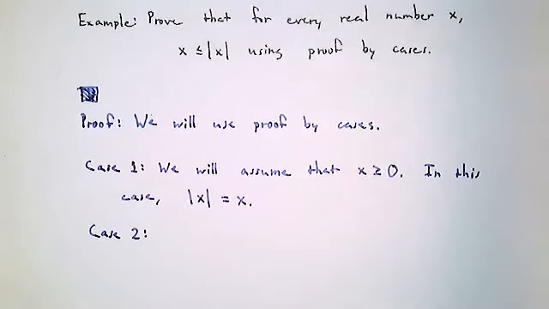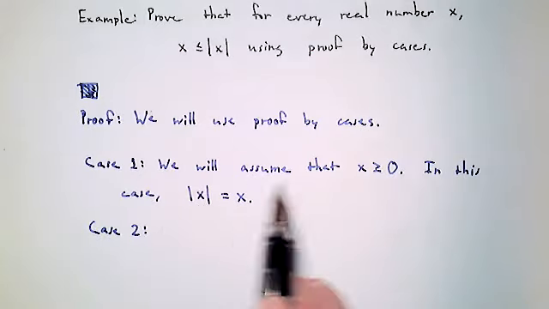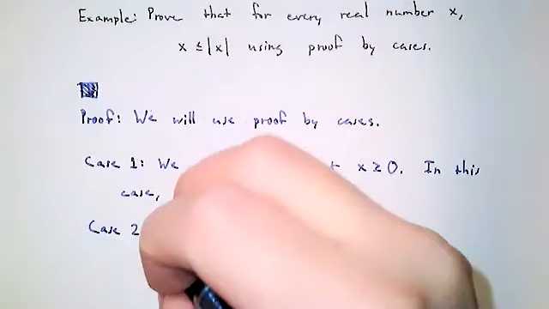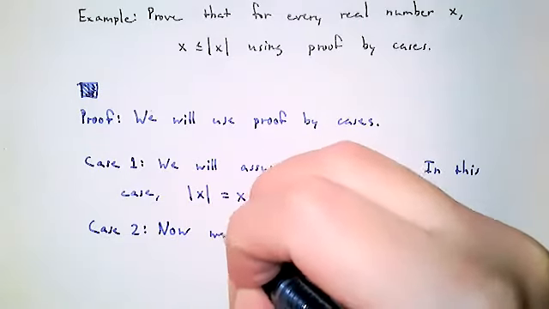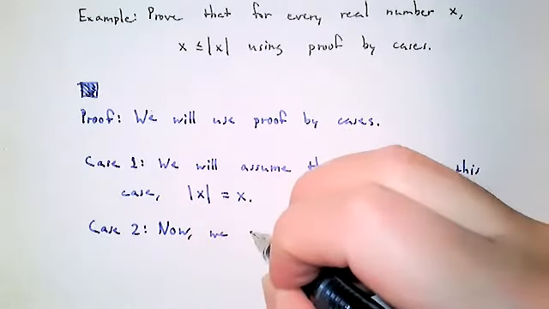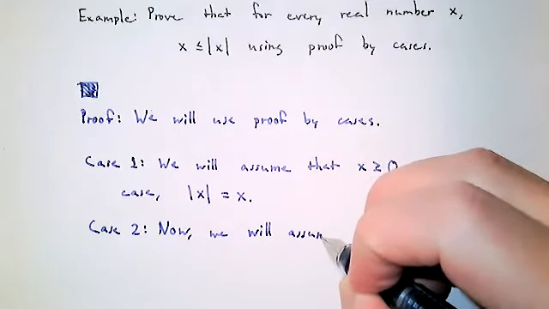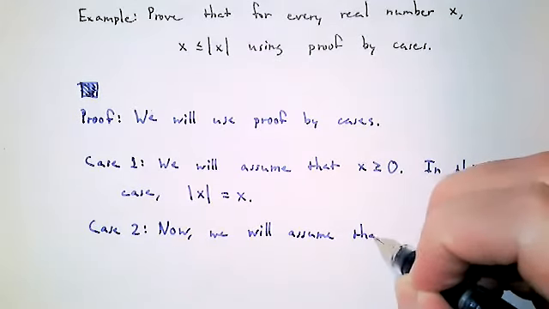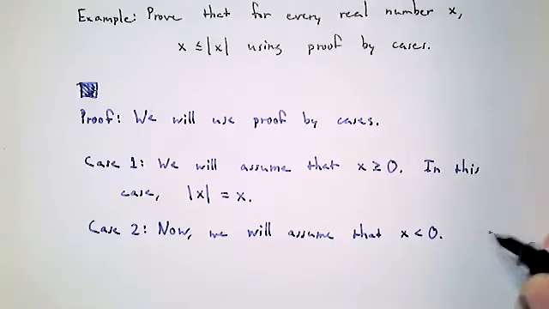And please stop me if I'm going too fast or if I say something that doesn't make sense to you. For case 2, we're going to assume that x is negative. So you could say something like, now we will assume that x is less than 0.